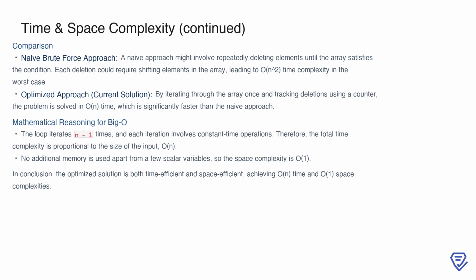This reduces the time complexity to O(n), which is a significant improvement. Additionally, the mathematical reasoning supports this efficiency. The loop runs 4n1 iterations, and each iteration involves constant time operations, making the total time complexity proportional to the size of the input, or O(n). Furthermore, since no additional memory structures are used, the space complexity remains O(1).